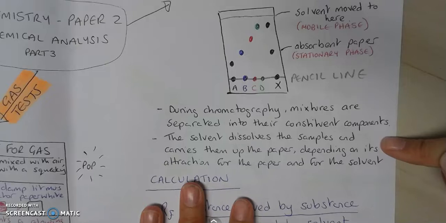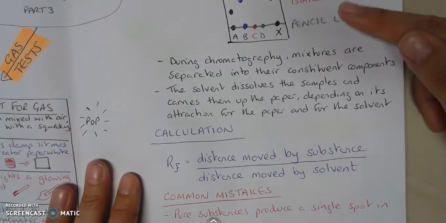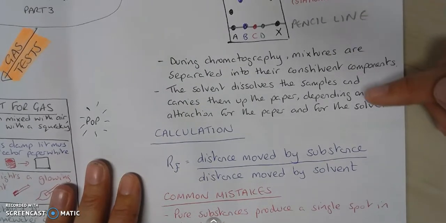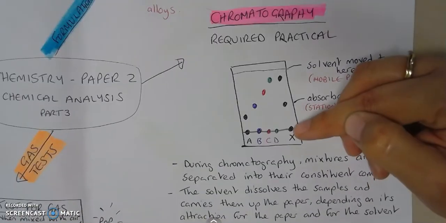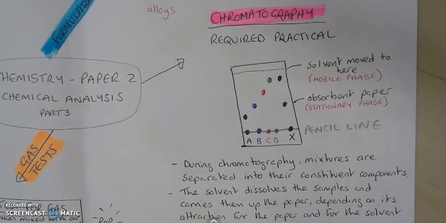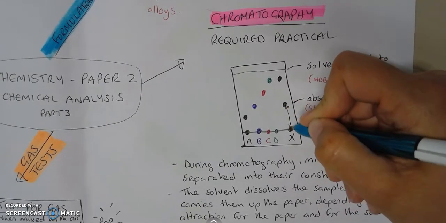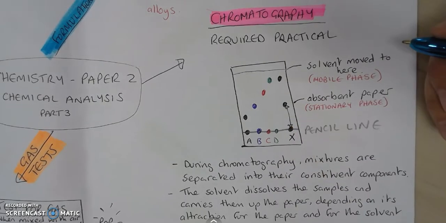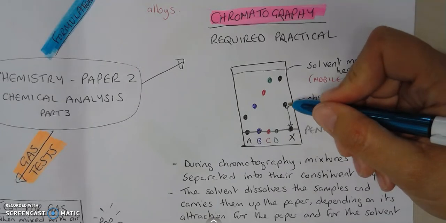The solvent dissolves the sample and carries them up the paper depending on its attraction for the paper and for the solvent. Now, we can actually carry out a calculation from chromatography, and it's the RF value, and it's the distance moved by the substance divided by the distance moved by the solvent. So my substance will have gone from there to there. I can work out that distance. So if I go from there to there, and I usually go to the centre of the point, and I usually need to get a ruler, especially on the exam paper, and I need to actually measure from there to there. And that is the distance moved by my substance.